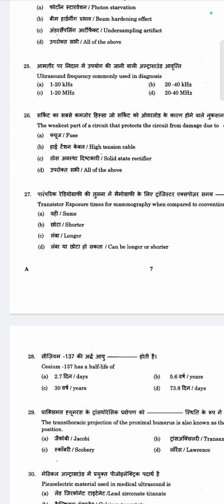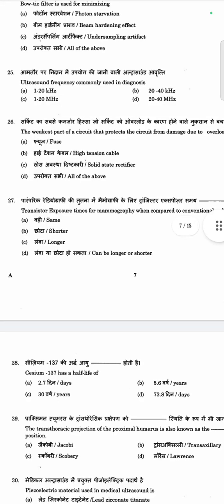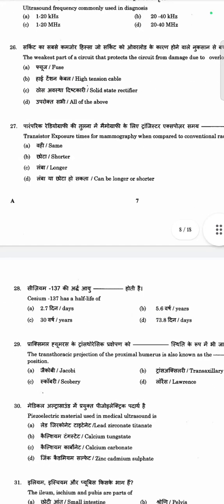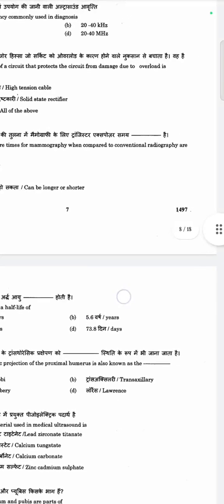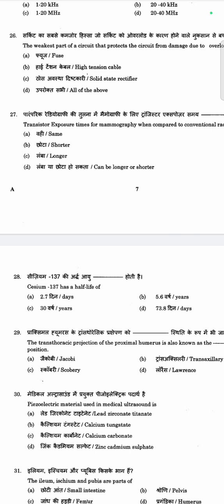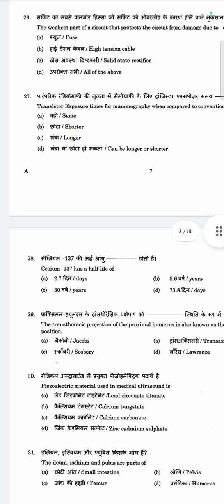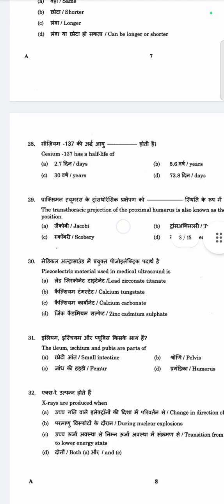Question number 26: the weakest part of the circuit that protects the circuit from damage due to overload is the fuse. Next, the exposure time of mammography when compared to conventional radiography is shorter. Cesium 137 has a half-life of about 30 years.